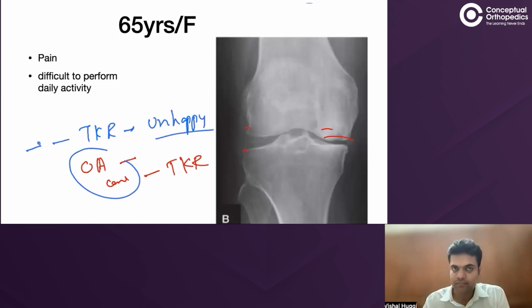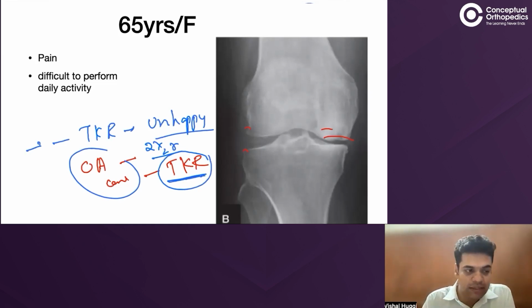This is 2.5 years from the TKR. This is an actual patient which I have seen. The patient is still unhappy. We did the TKR. We thought TKR is the end solution by giving all the treatment, but the patient is unhappy.